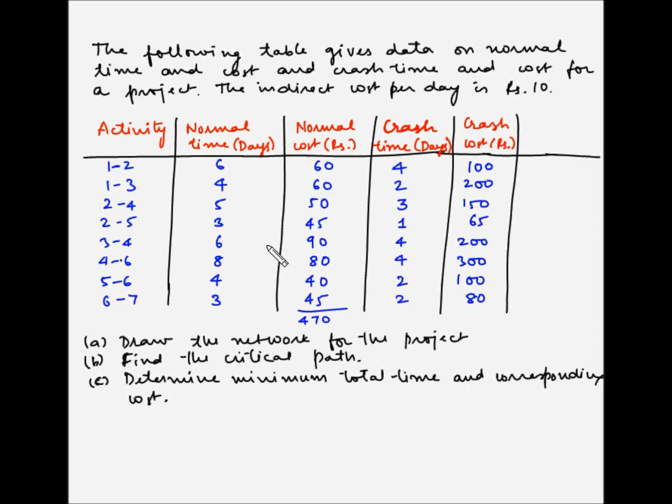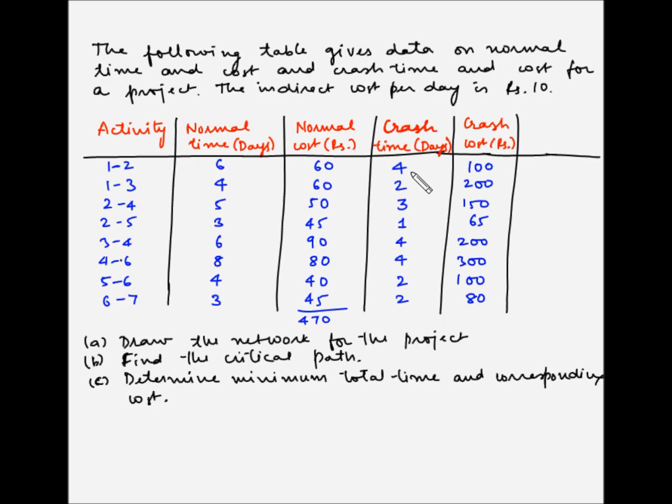The following table gives data on normal time and cost and crash time and cost for a project. The indirect cost per day is rupees 10. So basically we have been given the various activities for the project, and we have also been given the normal time for completion of each of the activities. Now the normal cost has also been given, which means that, for example, the first activity 1 to 2 can be completed in 6 days at a cost of rupees 60.